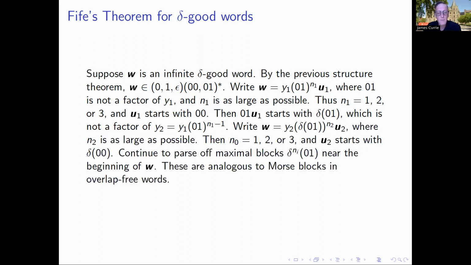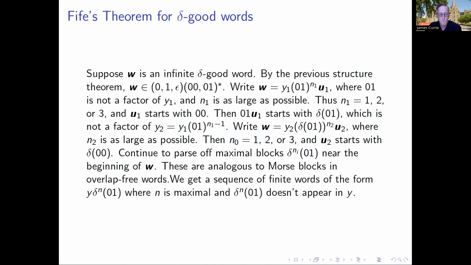And we iterate, we continue to parse off maximal blocks delta to the Ni of 0, 1 near the beginning of W. These are analogous to Morse blocks in overlap-free words. So we get a sequence of finite words of the form prefix delta to the n of 0, 1, where n is maximal, and delta to the n of 0, 1 doesn't appear in y. So this is like parsing Morse blocks from an infinite overlap-free word.